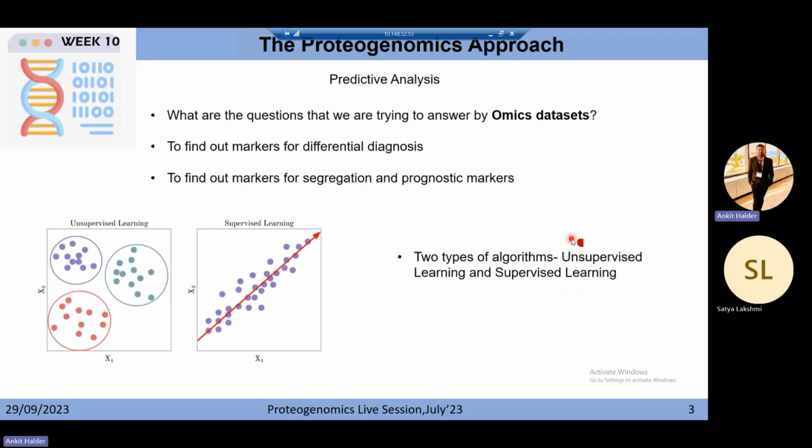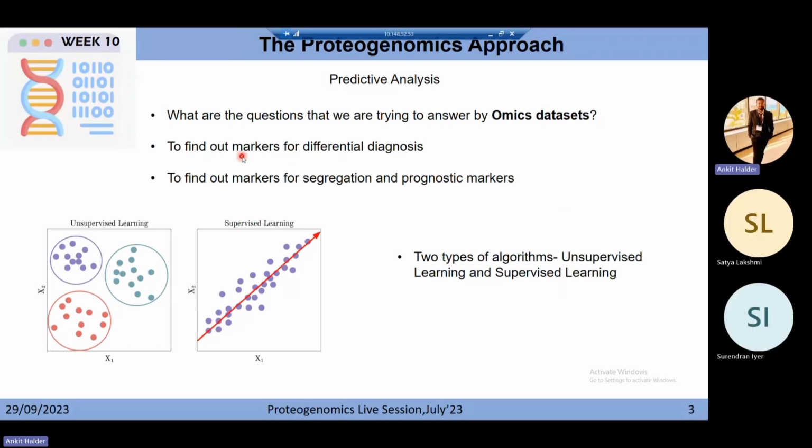Now if we are looking at predictive analysis, what are the questions that we are trying to answer using different omics data sets? Firstly, to find the markers to be used for differential diagnosis, the markers with which we can segregate certain diseases and easily separate them.